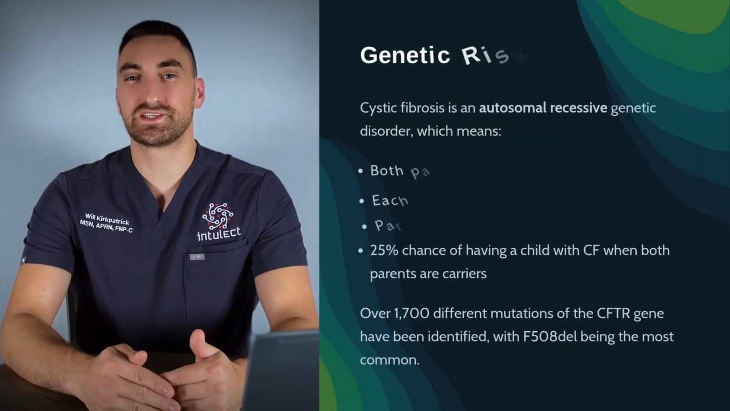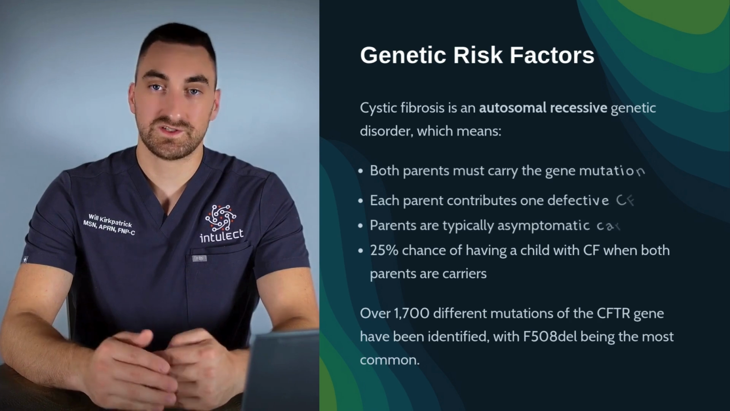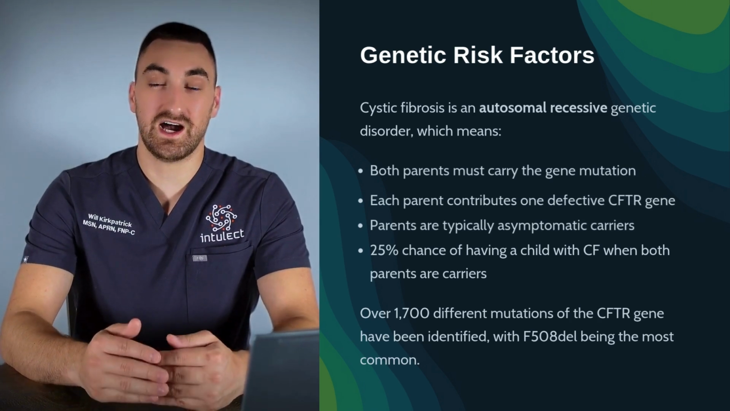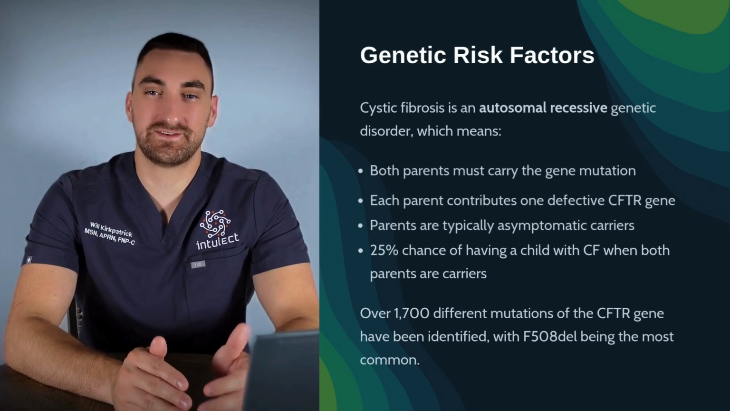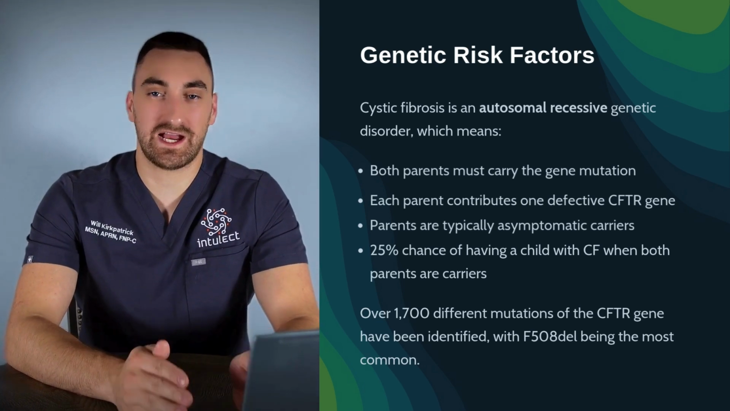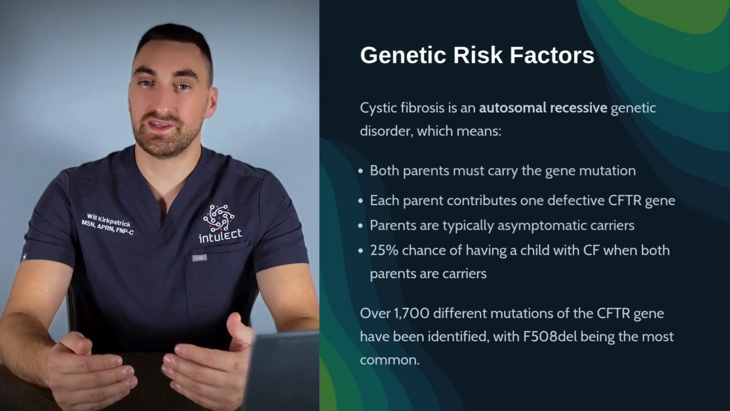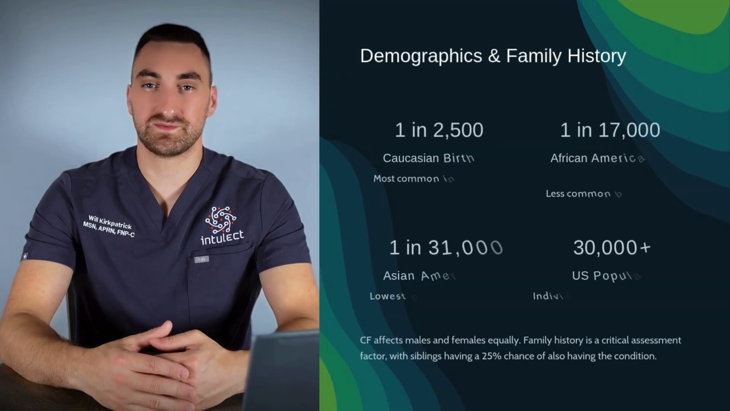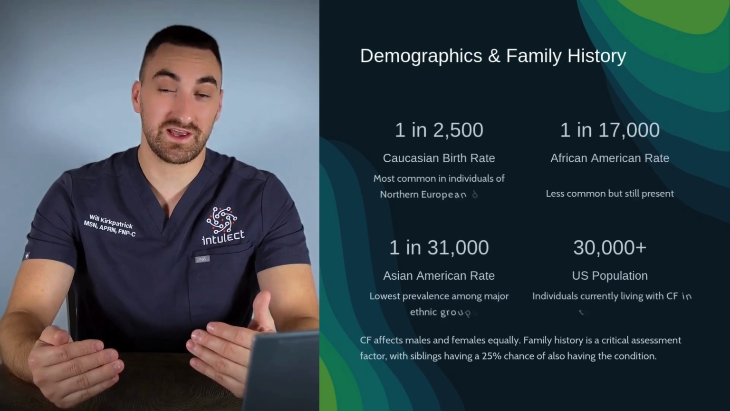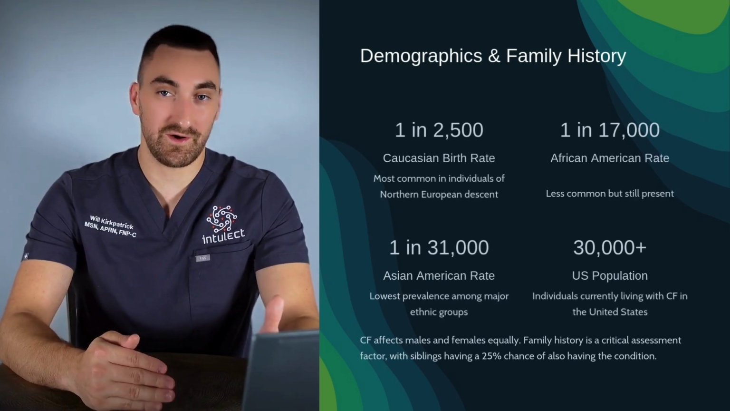So who is at risk for having cystic fibrosis? This is a genetic disorder and it is autosomal recessive, which basically means that both parents have to have the CFTR gene but not have actual cystic fibrosis. So typically these families do have a history of cystic fibrosis. Studies have shown this affects the Caucasian ethnicity more, and it affects males and females equally.